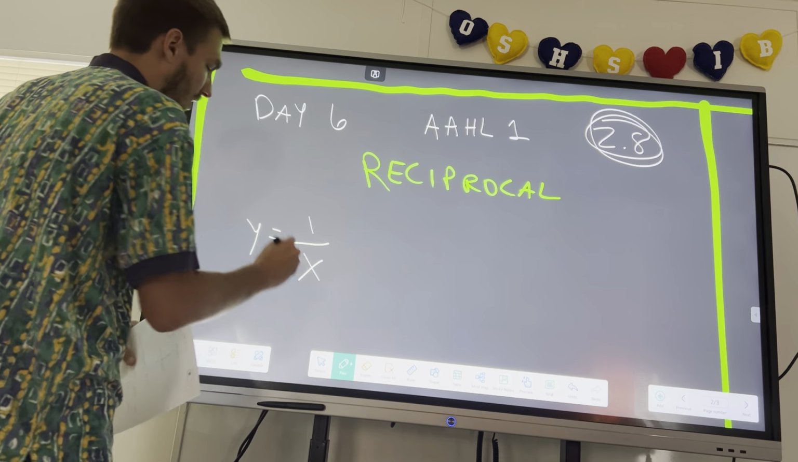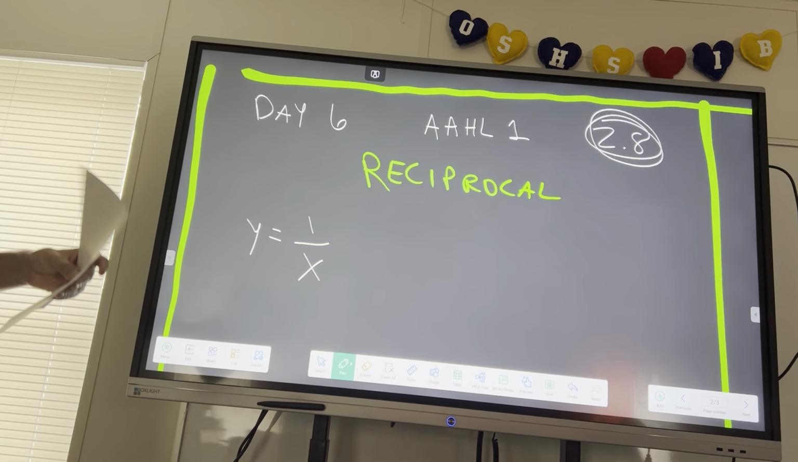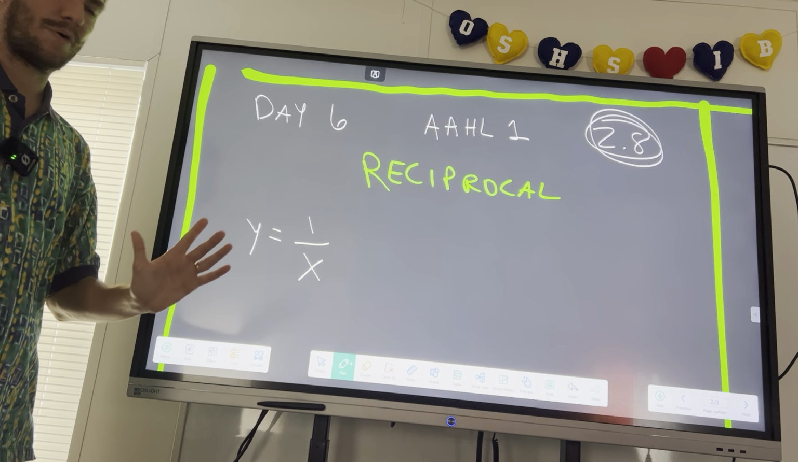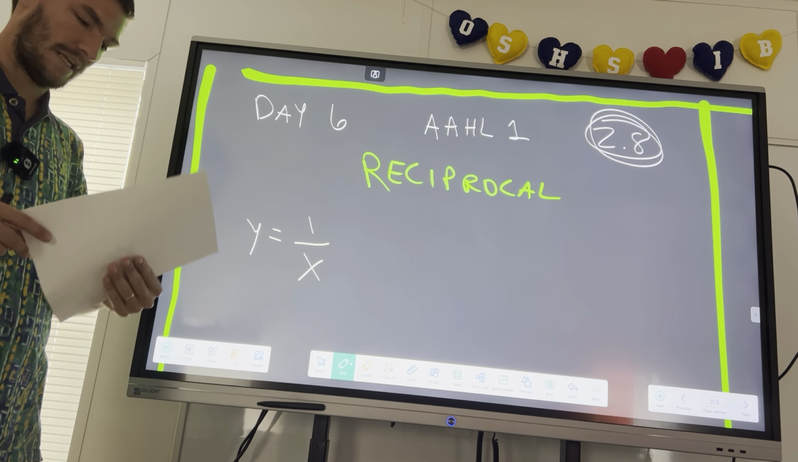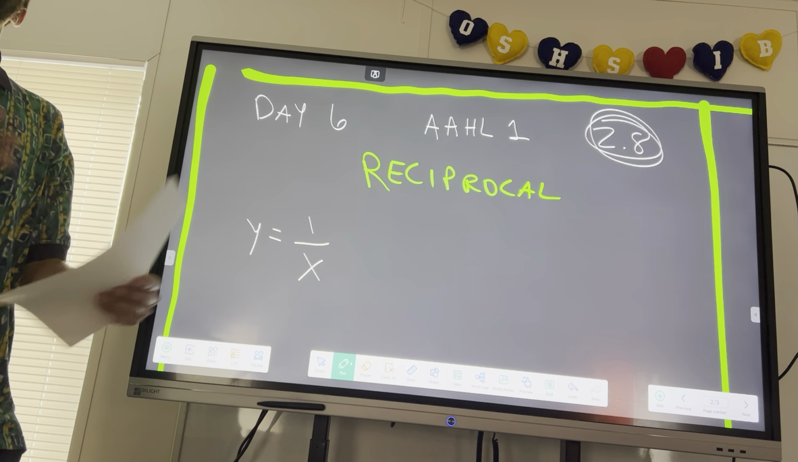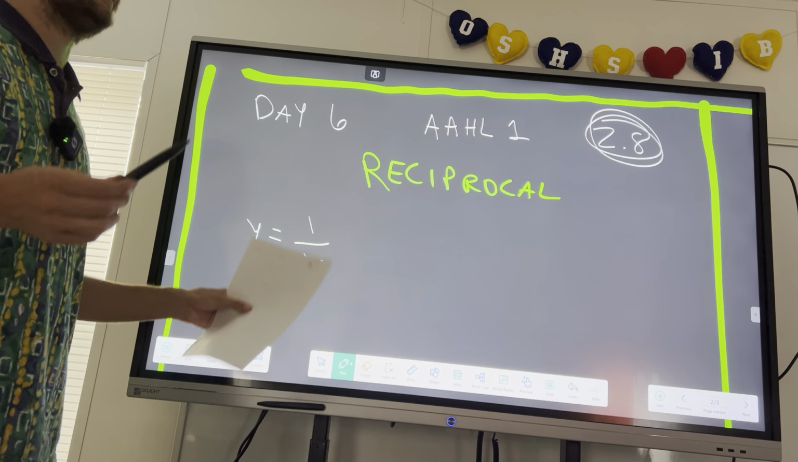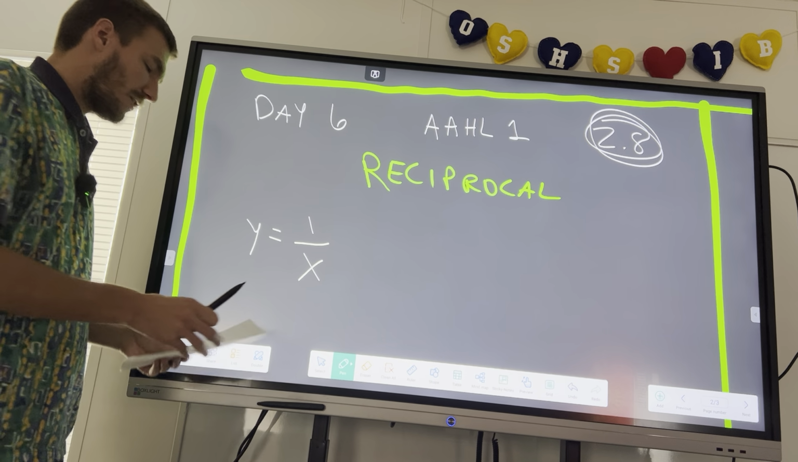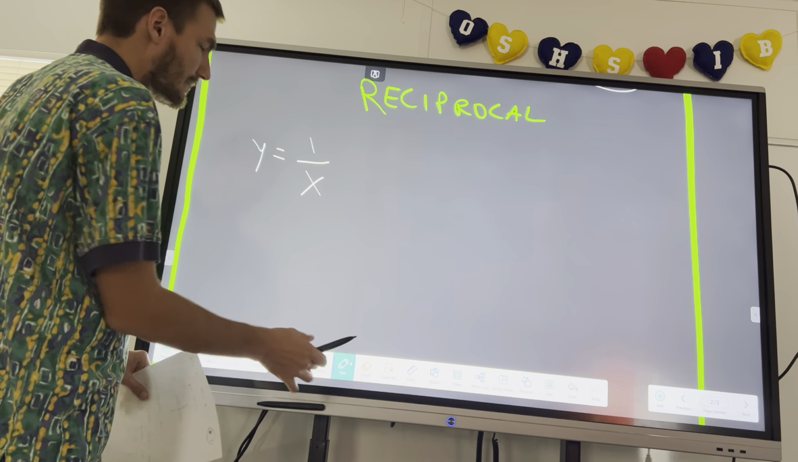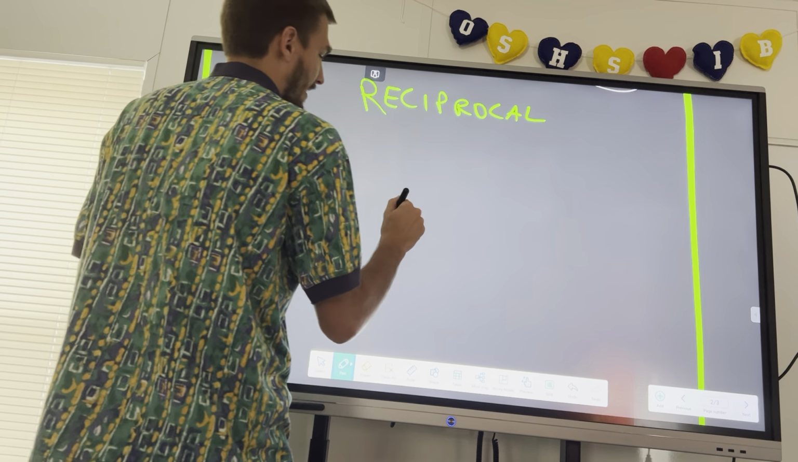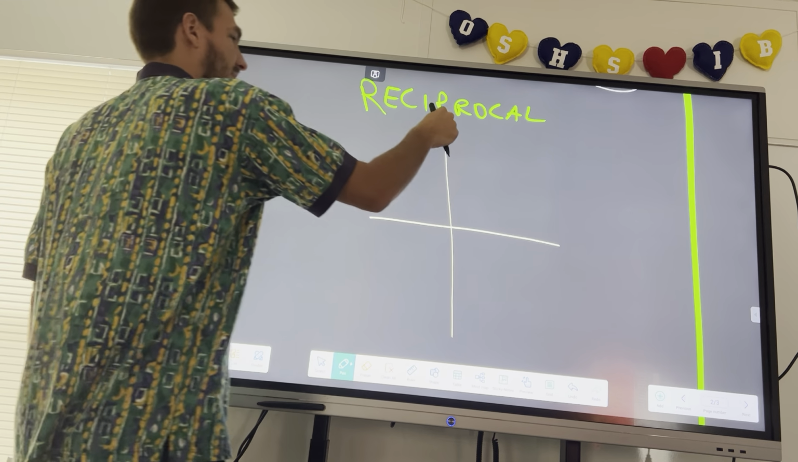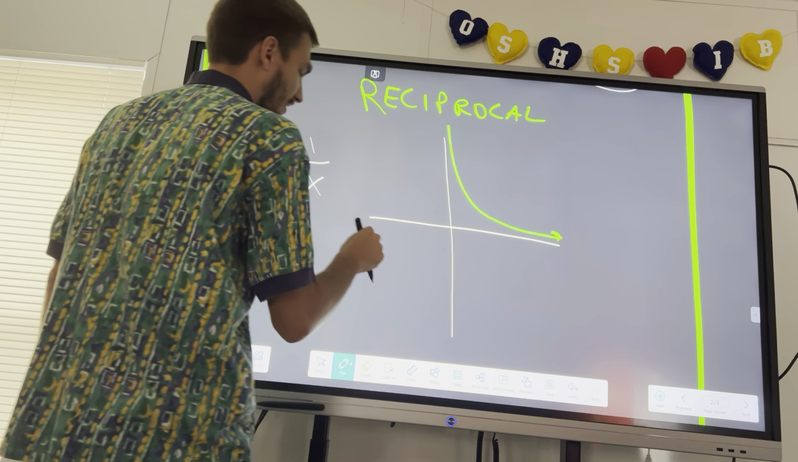Y equals 1 over x. That's our generic, that would be called the parent function, the most boring reciprocal function. And reciprocal is one of the most complex of these very boring parent functions. So if we were to use our calculator and type this in, it would be a graph that kind of looks like this.